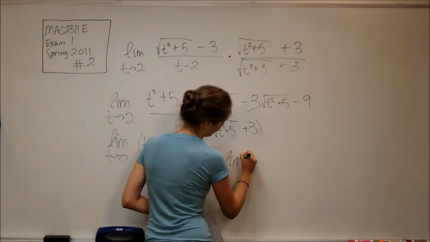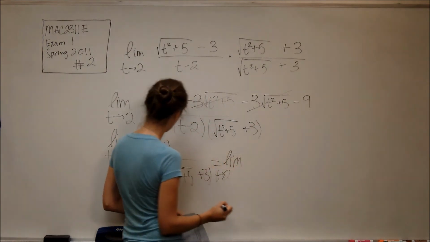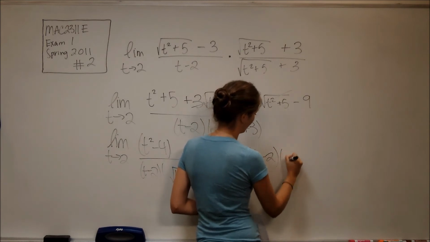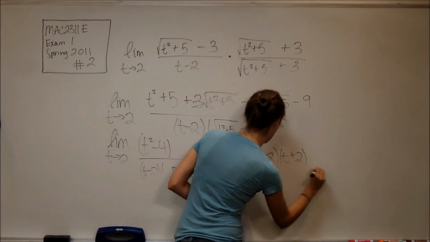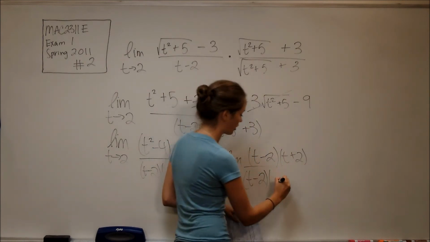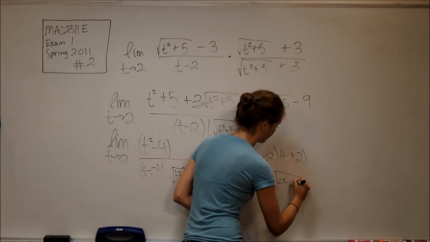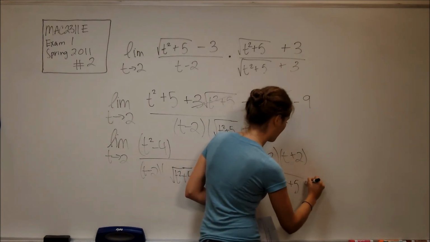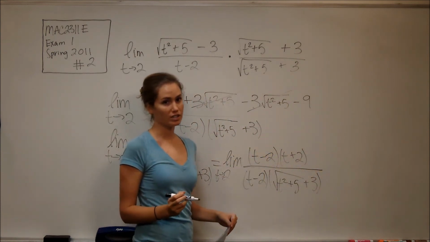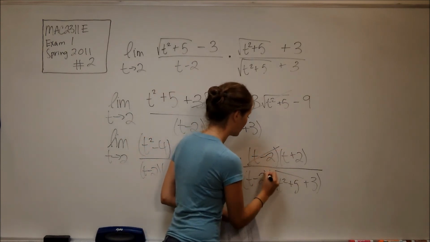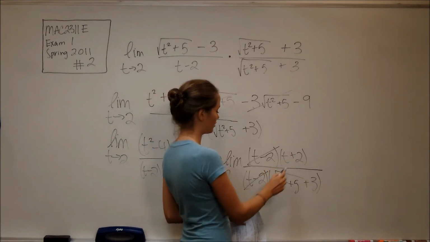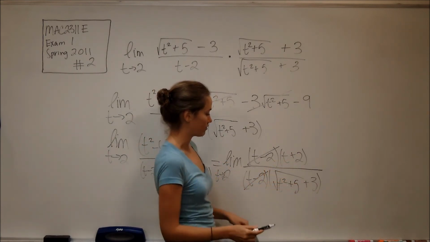So this turns into the limit as t approaches 2. And so t squared minus 4 we can factor into t minus 2 times t plus 2, all over our same denominator, t minus 2 times the square root of t squared plus 5, all plus 3. And so now we have a t minus 2 and a t minus 2 in the top and bottom. So those cancel out. So now it's the limit as t approaches 2 of just t plus 2 all over the square root of t squared plus 5 plus 3.